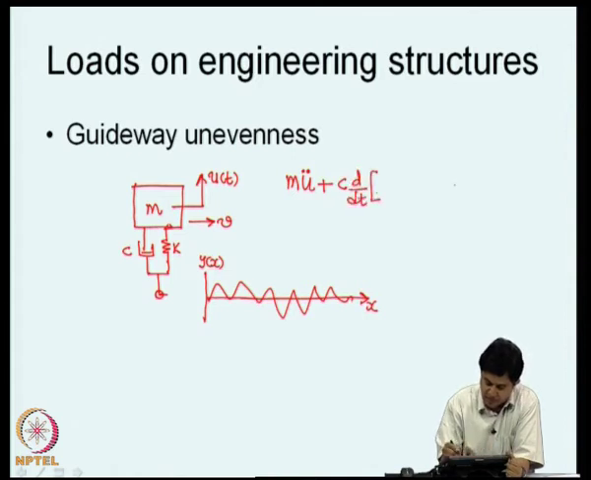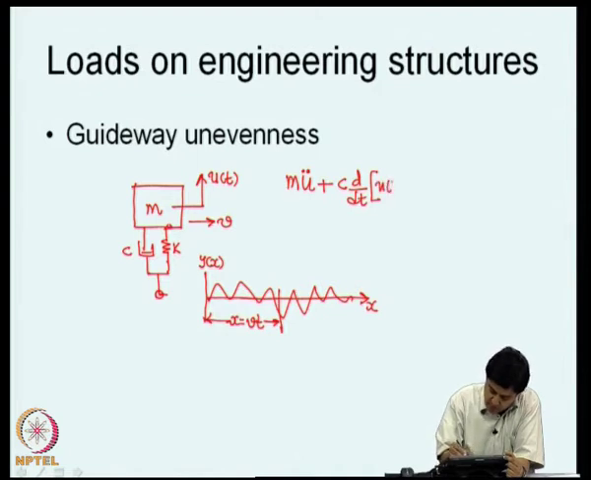Force in the damper would be proportional to the velocity, actually the relative velocity between these 2 points. This point is moving as u of t, whereas this point is moving on this rough road. So, at any time t, if it is moving with constant velocity, it will be at a distance v t. So, this term will be u of t minus y of v t.